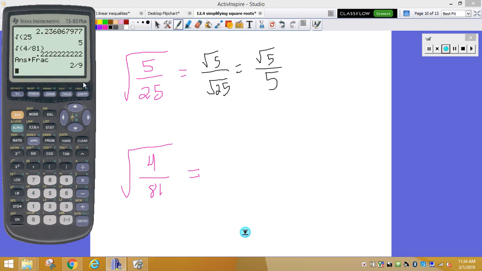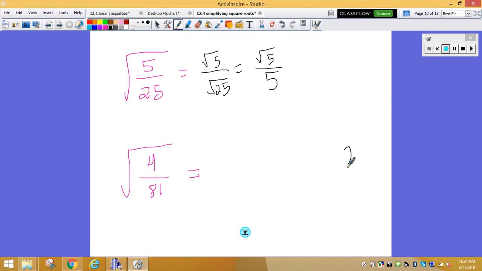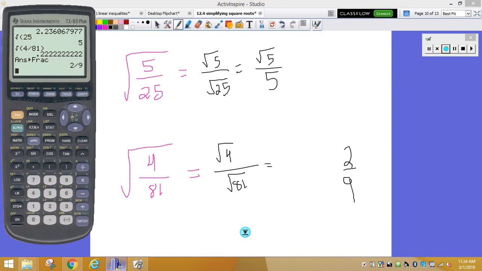Yay! Okay, this is one where the calculator reduced it. Our answer is 2/9. Now let me show you how they actually got that. Again, remember you split it up in the square root of 4 over the square root of 81. And if you are not sure, the square root of 4 is 2, and the square root of 81 is 9. So that's where we got 2 over 9.